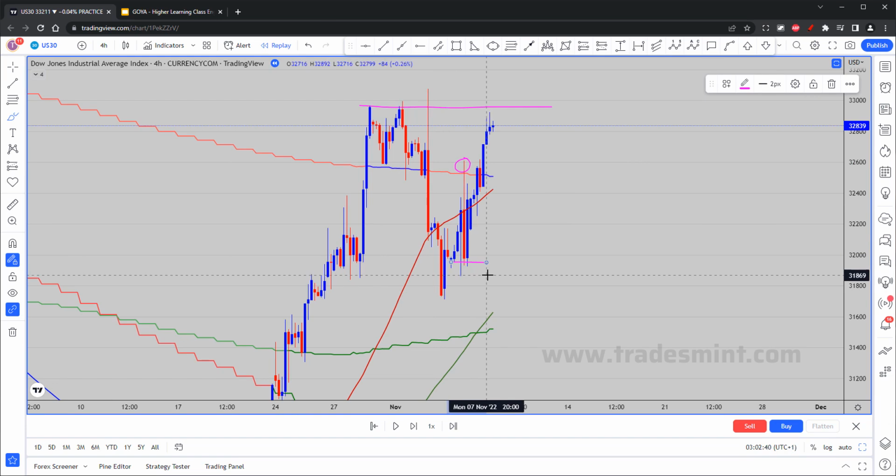I did not break the level. I did not make a lower low. I did not break this support. This tells me there's a certain intention. The market perception at this moment is bullish.